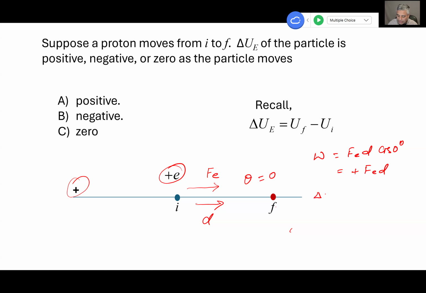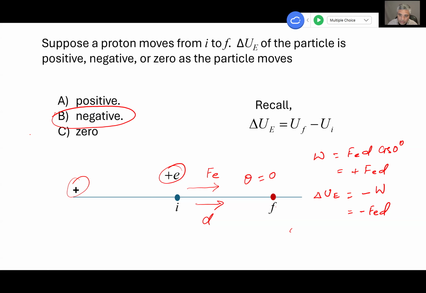But we know work done and change in potential energy have a negative sign in between. So that's the relationship, okay? So that's why the answer is negative in this case.